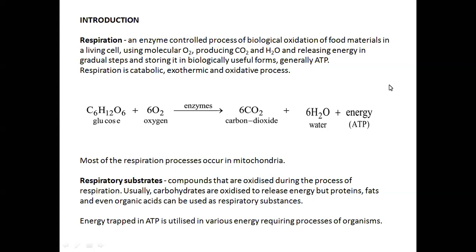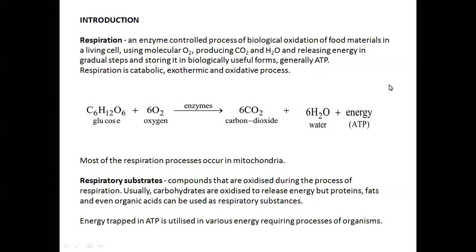Respiration is an enzyme controlled process of biological oxidation of food materials. The food materials that we are eating are being oxidized in order to release energy. That energy can be utilized to perform various life processes. Understood, everyone? It is an enzymatic controlled biological oxidation of food materials in a living cell, using molecular oxygen, that is, oxygen in simple words, producing carbon dioxide and water and releasing energy in the form of ATP. ATP is the energy currency of our cell.